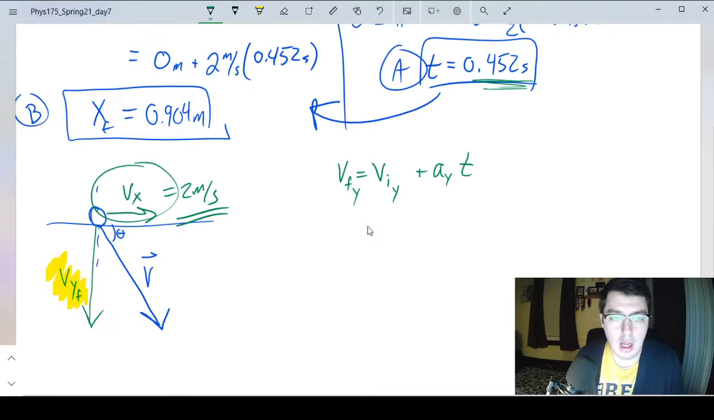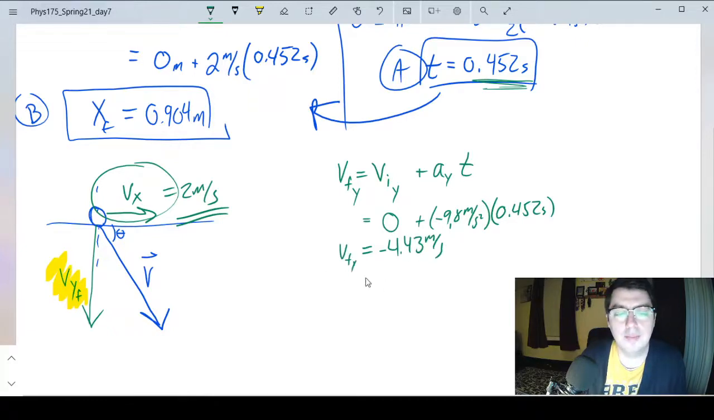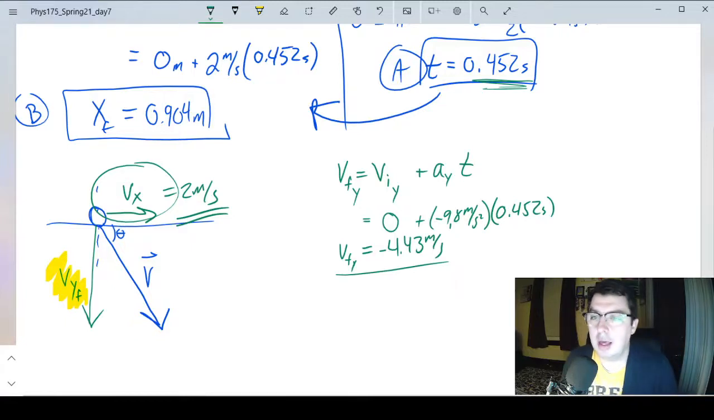So now we can calculate the final y velocity. We have 0 as our initial y velocity plus negative 9.8 meters per second squared multiplied by our time, 0.452 seconds. That gets us a final speed of minus 4.43 meters per second. That's VFY. Now I have both Vx and Vy for the final moment in time.